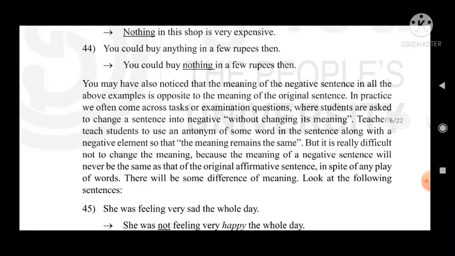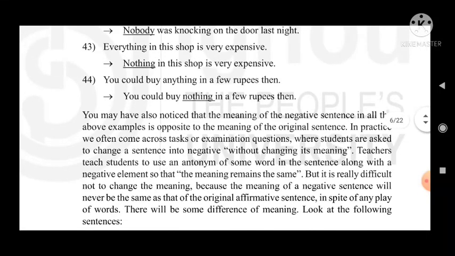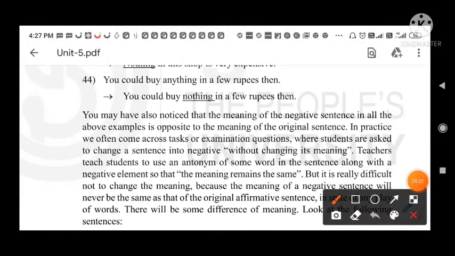You may have also noticed that the meaning of the negative sentence in all the above examples is opposite to the meaning of the original sentences. So, let's see what the meanings of these sentences are. Let's see the last few examples. You could buy anything in a few rupees then. Means you could buy.